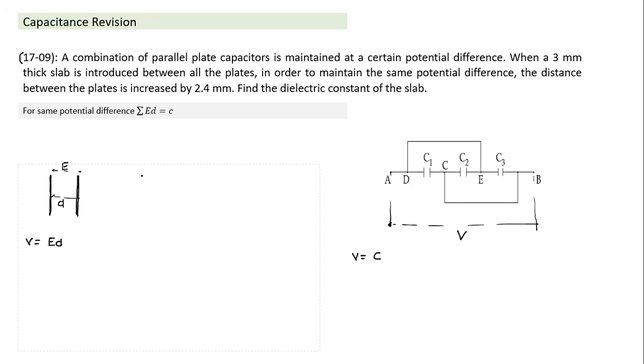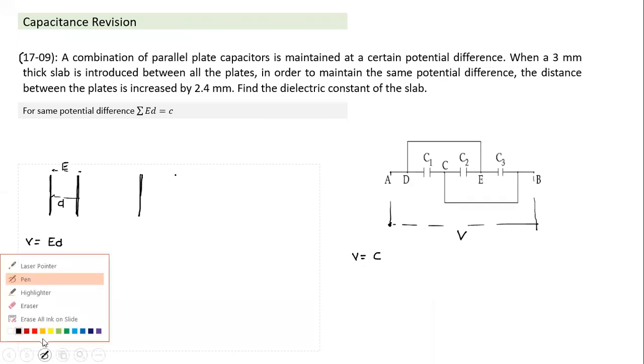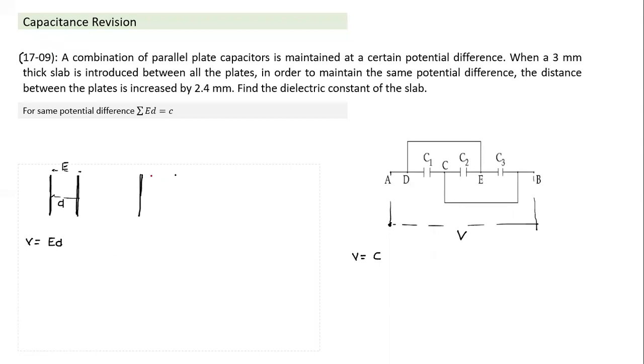What has happened here? This is the capacitor earlier. This is the spacing. We place a dielectric slab of thickness 3 mm, and 3 mm is not necessarily the distance between the plates. So let me put a dielectric slab here. We put a dielectric slab of thickness 3 mm, and this dielectric slab has dielectric constant K, which we need to find. So this is 3 mm, and it has a dielectric constant of K.